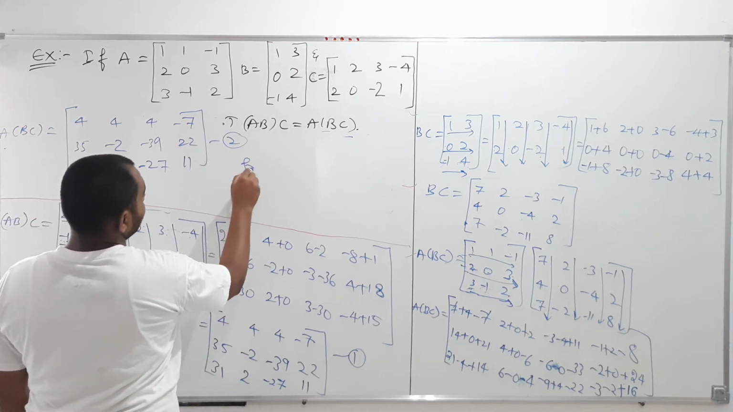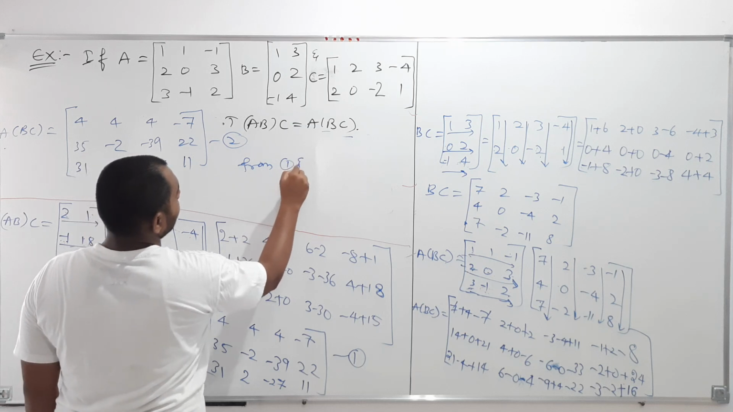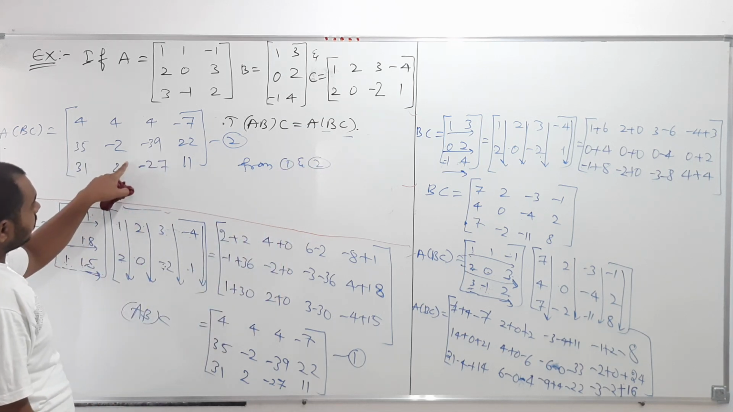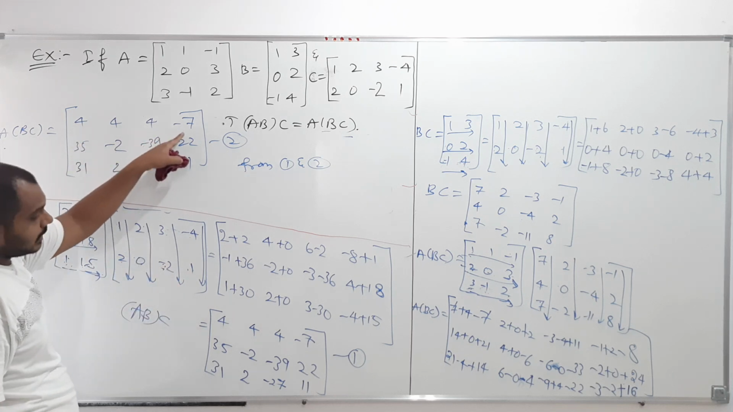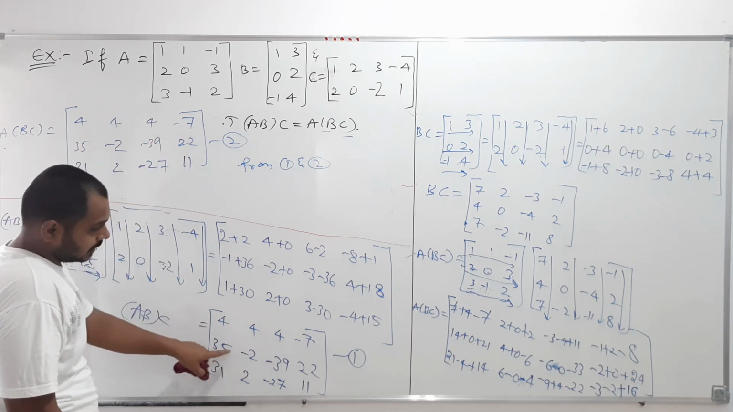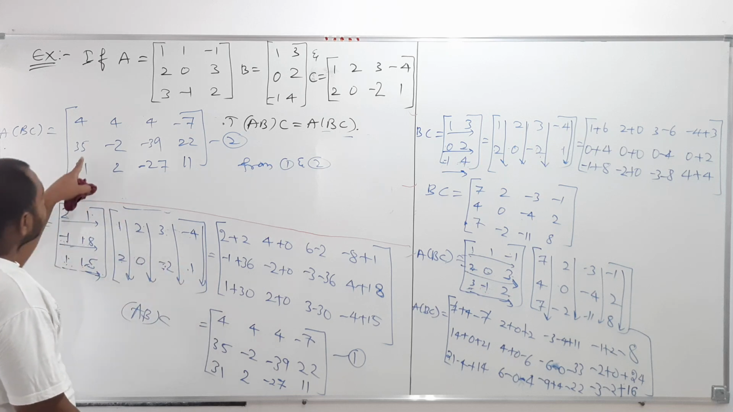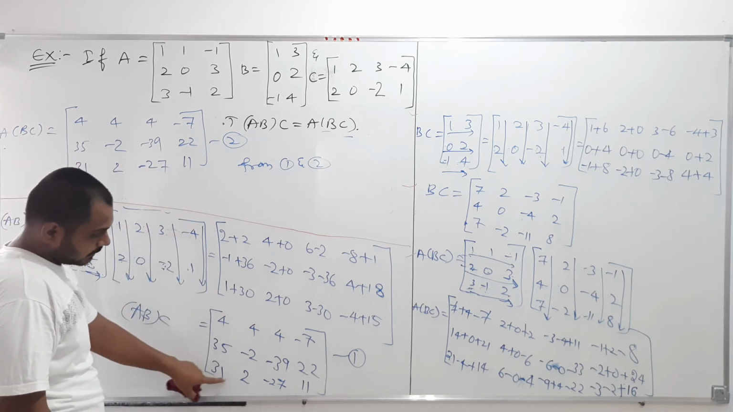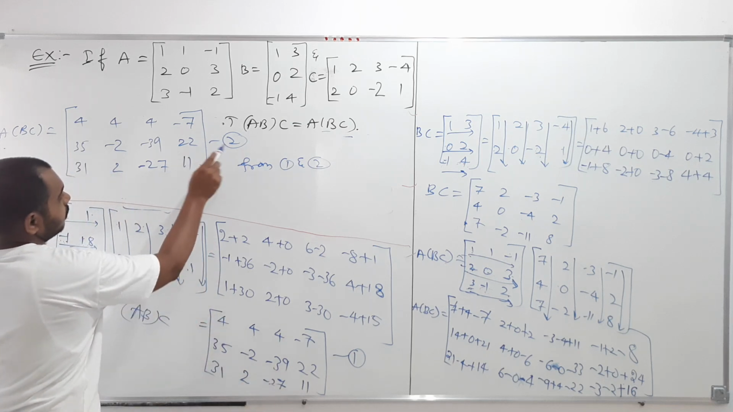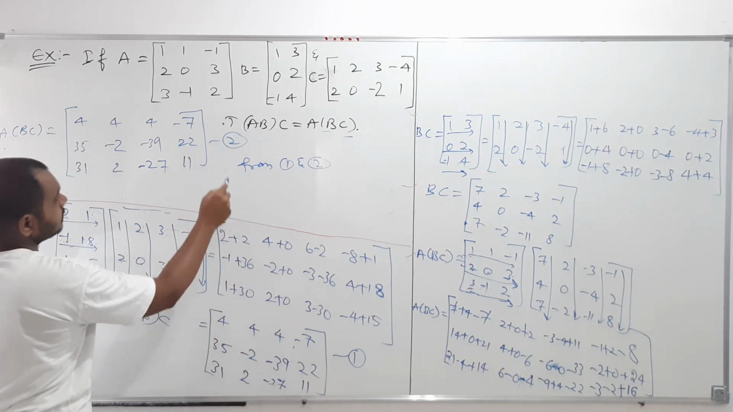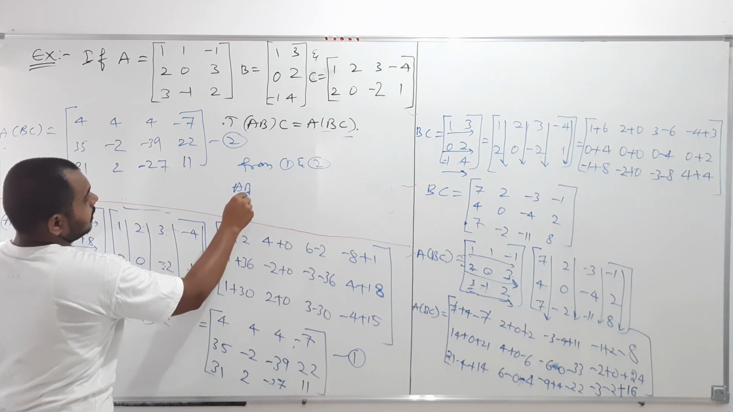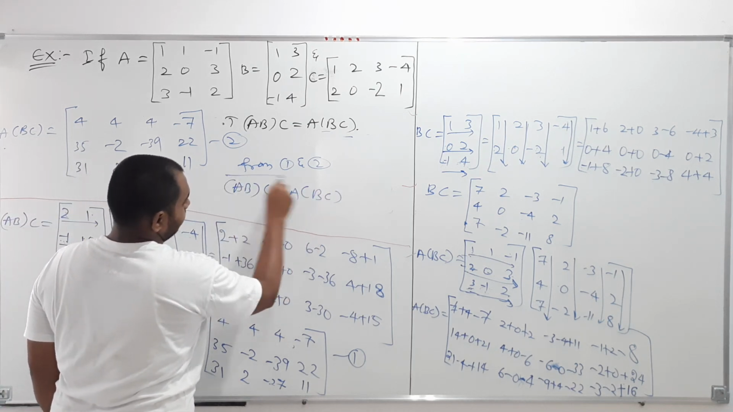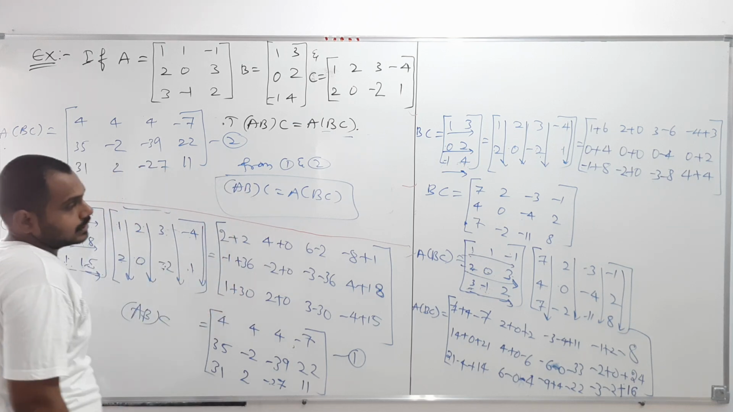And next, you can write from 1 and 2. So 2 is A into BC, and these values are the same: 4, 4, 4, minus 7; 35, minus 2, minus 39, 22; 31, 2, minus 27, 11. So therefore, from 1 and 2, we can say that AB into C is equal to A into BC. Clear? I hope you understood.